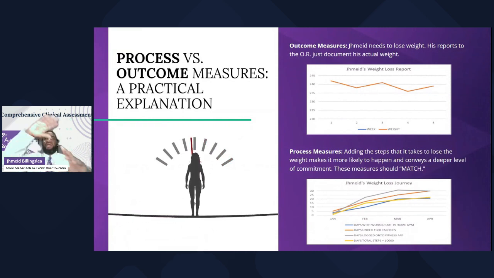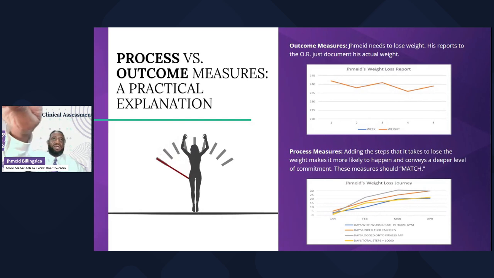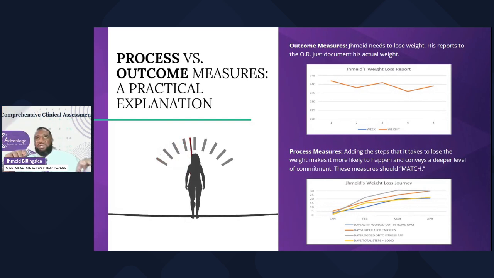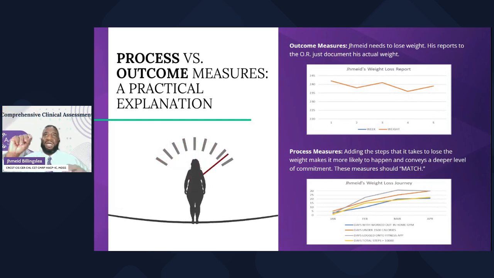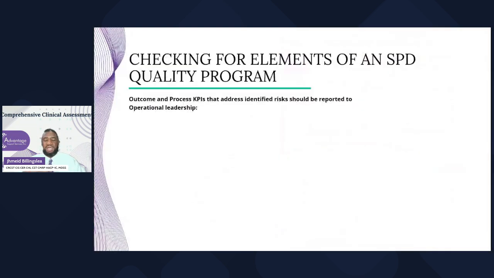If I say I want to lose some weight, I start off at 242, I'm down to 236, I'm up to 240, I'm down to 234, I'm up to 238. There's no rhyme or reason. Adding process measures to our outcome measures gives me a better chance of success, right? How many days did I work out in the home gym? How many days was I under 1,500 calories? How many days did I log into the fitness app? So that's an example of outcome measures and process measures that we can use.